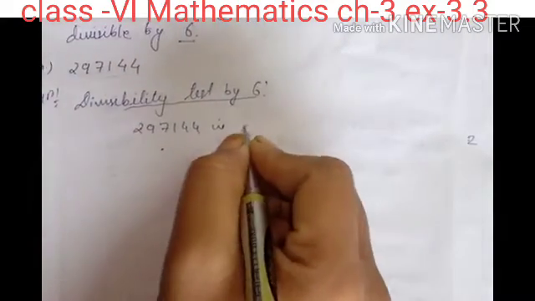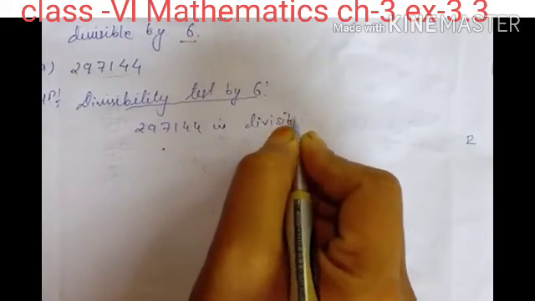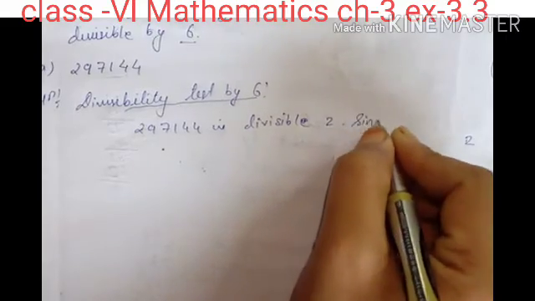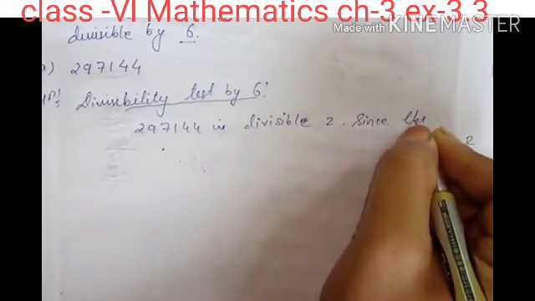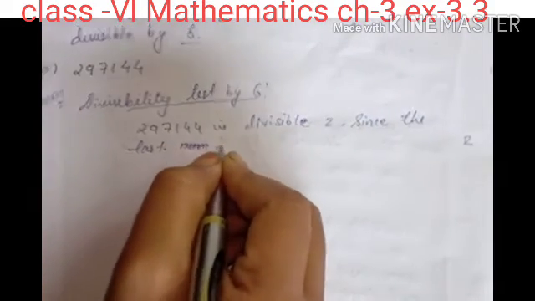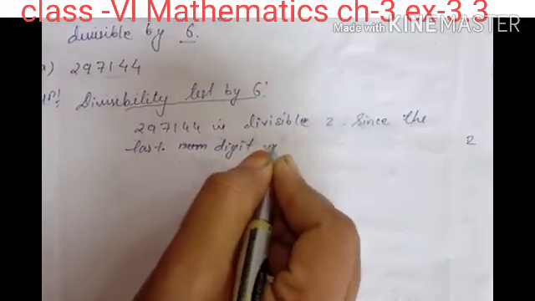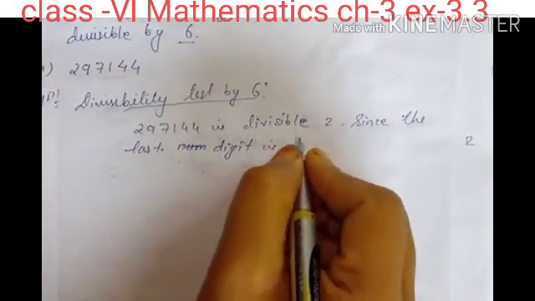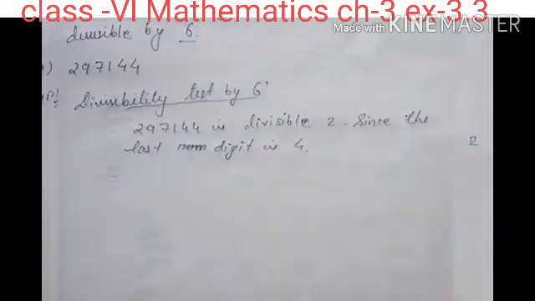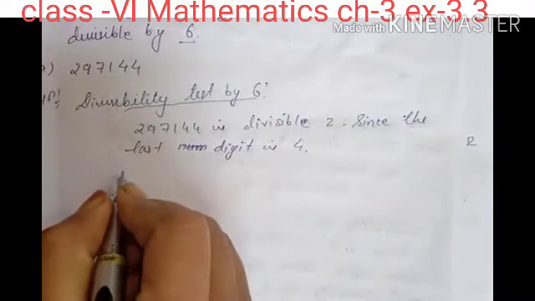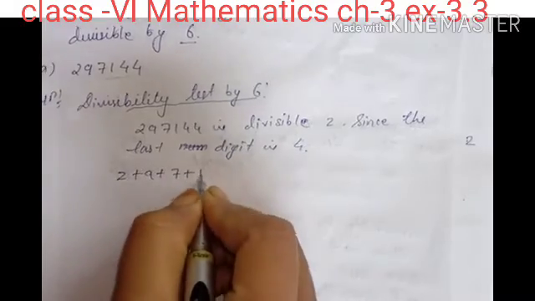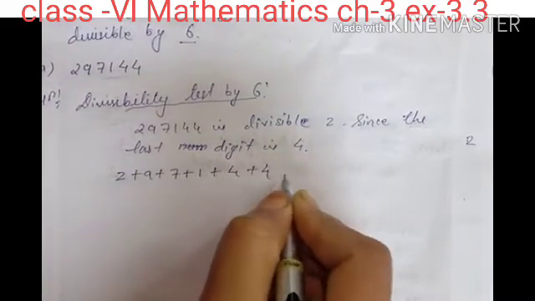297,144 is divisible by 2 since the last digit is even, or you can write 4, because 4 is divisible by 2. Now for 3, you have to add all the digits. 2 plus 9 plus 7 plus 1 plus 4 plus 4. So what is the value?